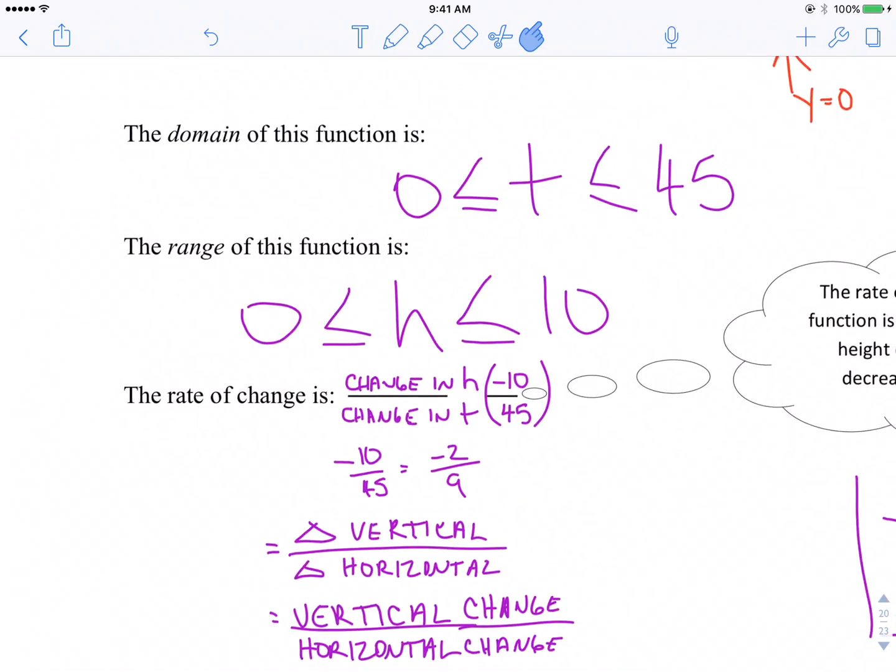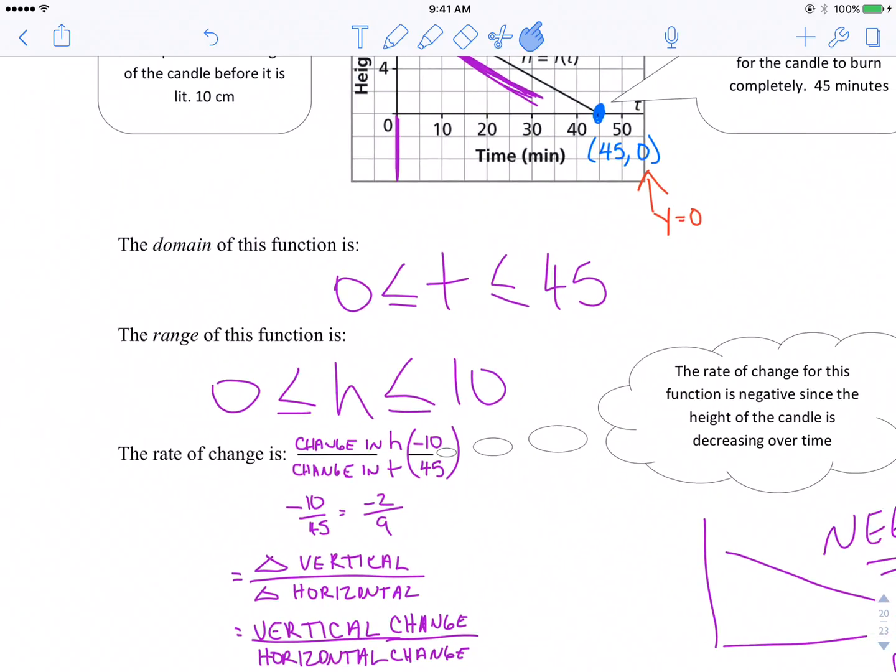We'll do lots more work with rate of change because it has other meanings and we use it differently in some instances. But rate of change is how much something changes up and down based on how far it moves left and right, in layman's terms.